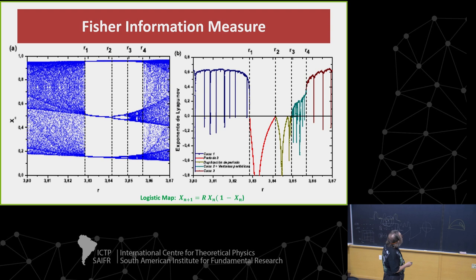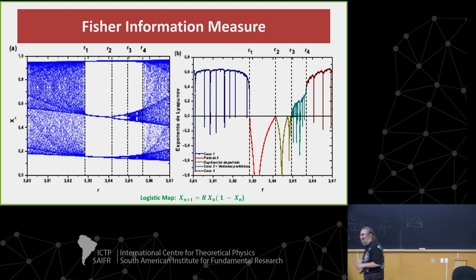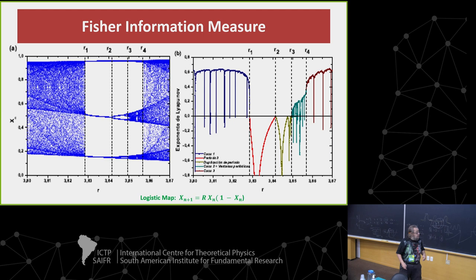Well, now we see what happened in the case of the Fisher information when we evaluated with ordinal patterns. As I said yesterday, the case of Fisher is proportional to the gradient of the distribution. Basically, we have a non-local distribution. Okay, this is the case of the logistic map in the bigger periodic windows. This is the Lyapunov exponent, and this is how we define the different periodic regions and chaotic regions.